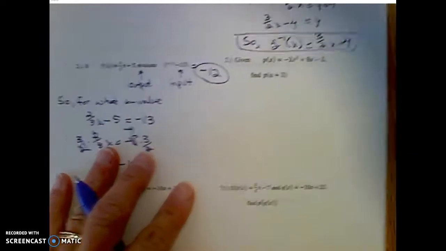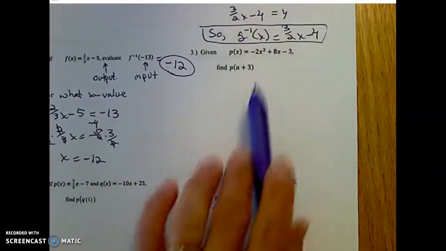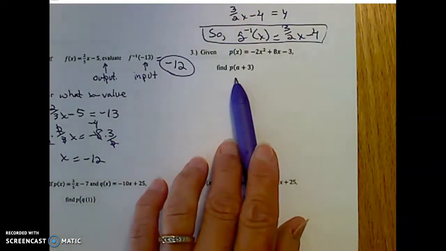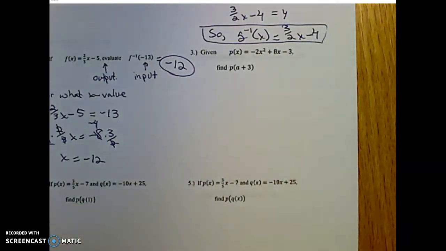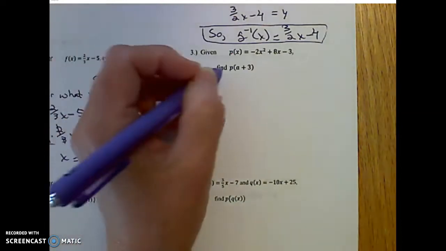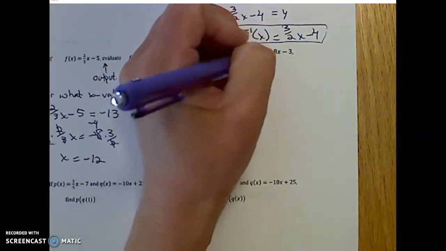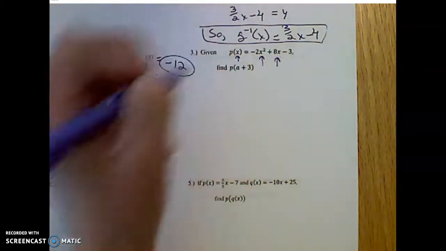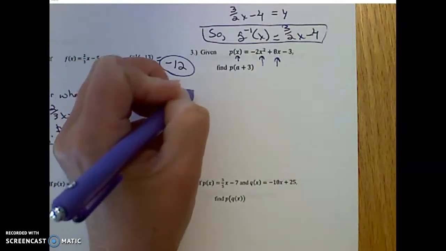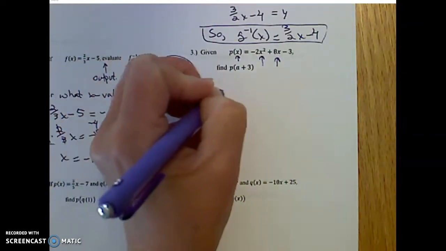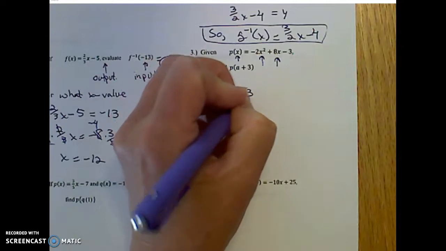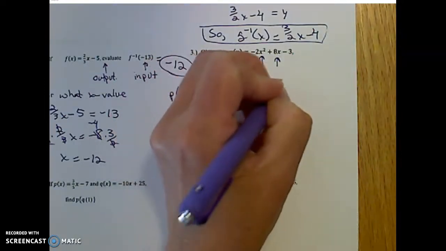Alrighty, let's keep checking. If I'm given this function p of x, what is p of a plus 3? That's just practicing our inputs for functions, and we saw compositions of functions in this module, so I'm going to input a plus 3 wherever I see an x. And p of a plus 3 is equal to negative 2 times a plus 3 squared plus 8 times a plus 3.